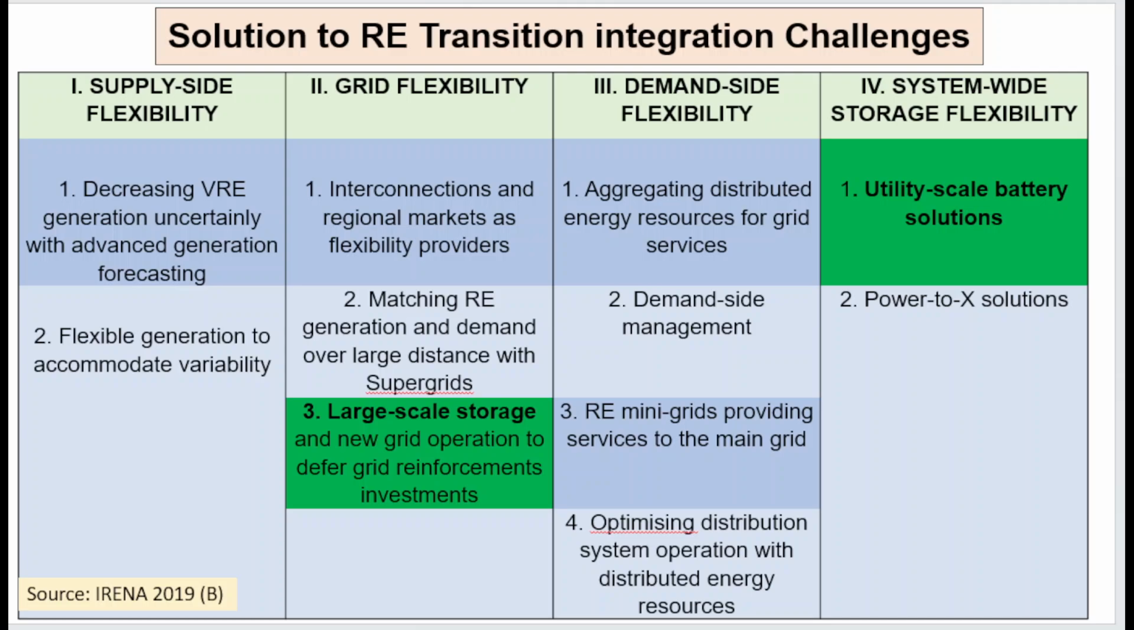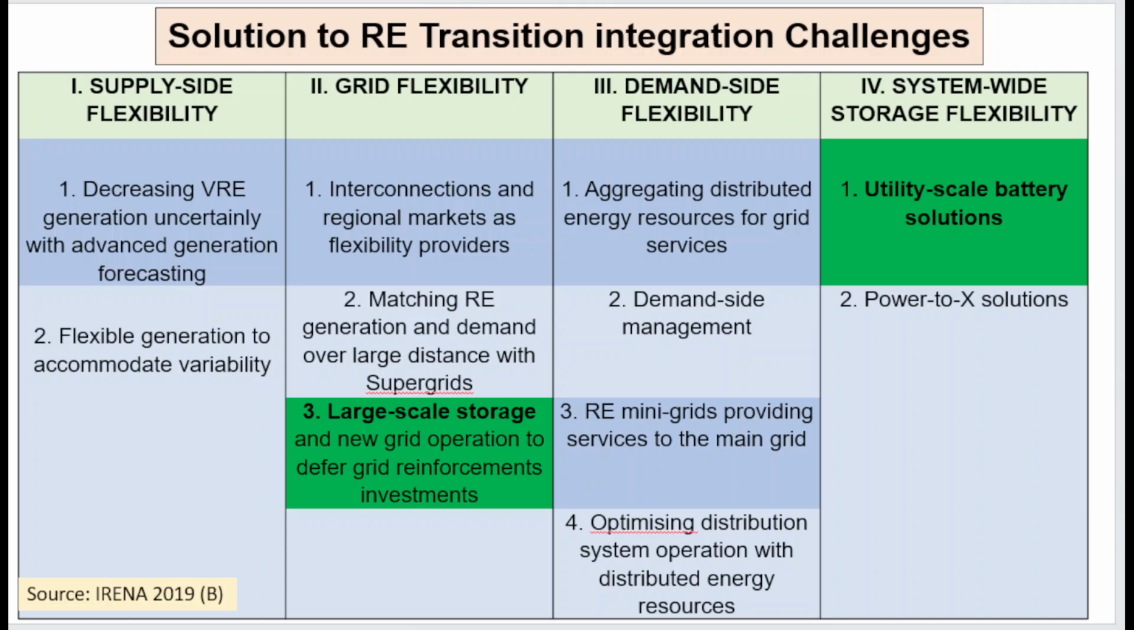Now, at the grid side, there can be interconnections and regional markets as flexibility providers. So, if we have regional markets, then the excess energy can be supplied to the market. Similarly, if there is deficiency, that energy can be purchased from the market.